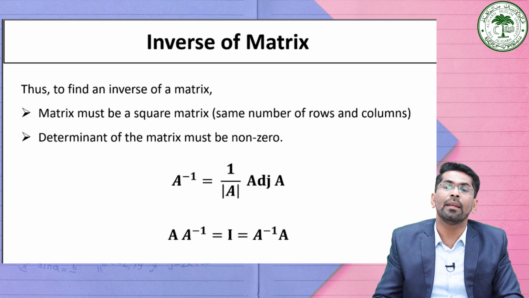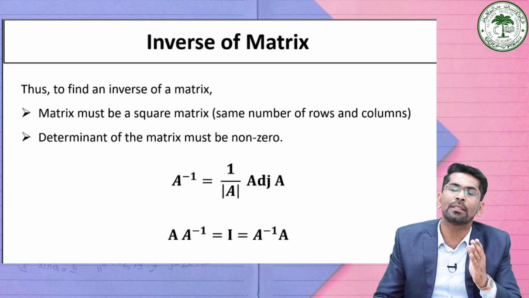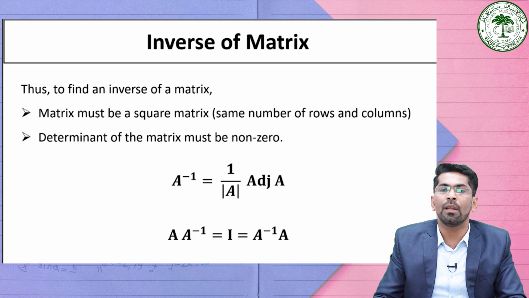By using this formula, we can find the inverse of a matrix, and that inverse is the unique matrix that satisfies the condition where the given matrix A times its inverse gives an identity matrix, or we can say that the inverse times the original matrix gives an identity matrix. This relationship shows that the product of a matrix and its inverse is the identity matrix, and this property is one of the unique characteristics of an inverse of a matrix.